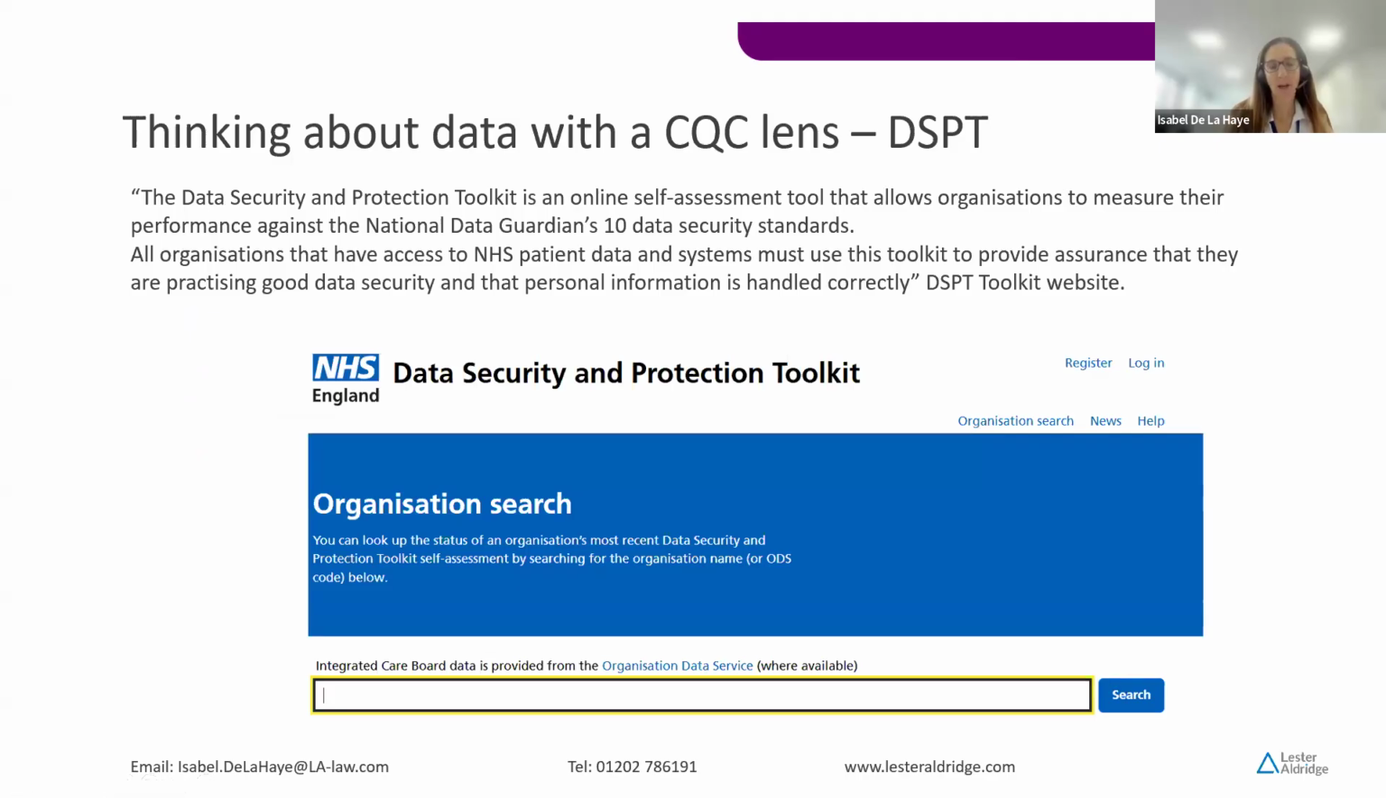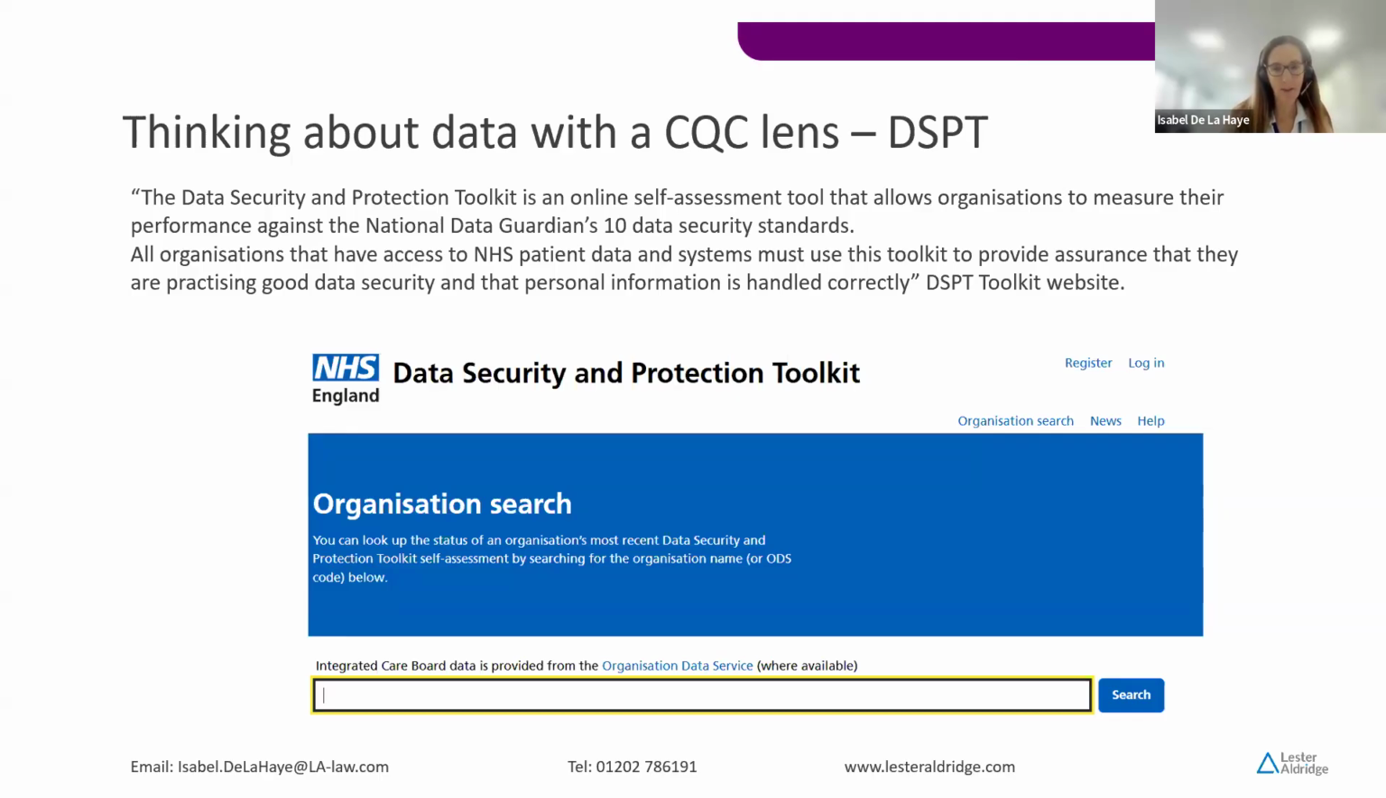So consider also what information is available to CQC and others without you being aware that somebody is searching for that information. So the DSPT, which hopefully you all know and are aware of, and are all standards met or standards exceeded. But if you're not, the Data Security and Protection Toolkit is an online self-assessment tool that allows organisations to measure their performance against the National Data Guardian's 10 data security standards. All organisations that have access to NHS patient data and systems must use this toolkit to provide assurance that they are practicing good data security and that personal information is handled correctly.